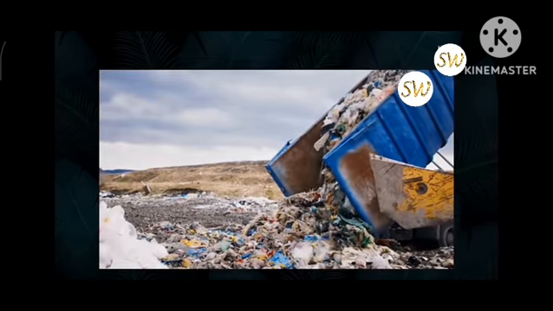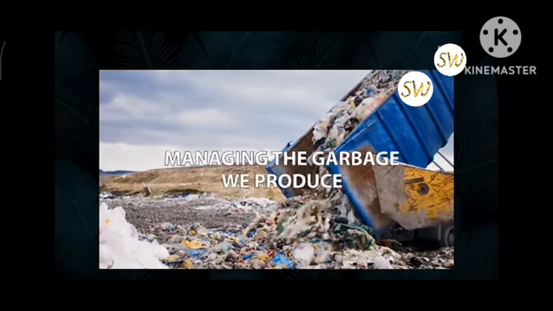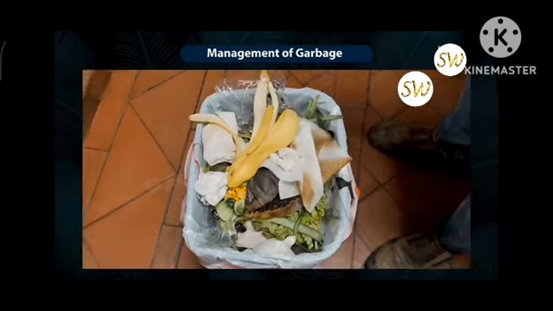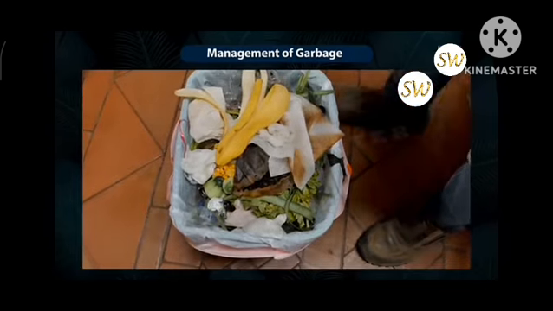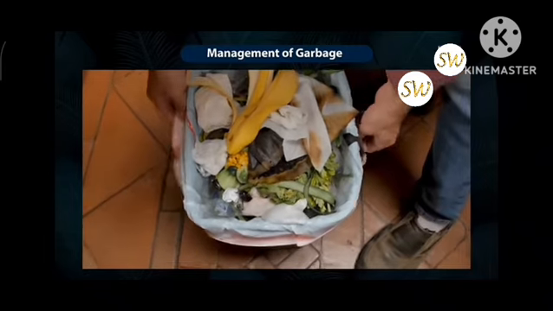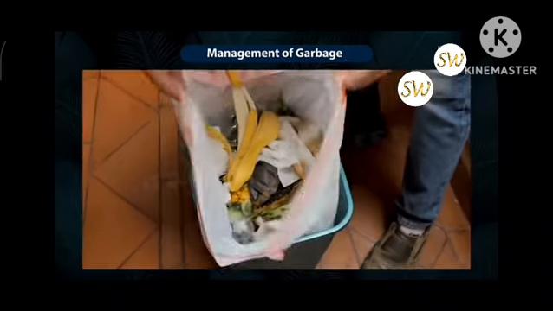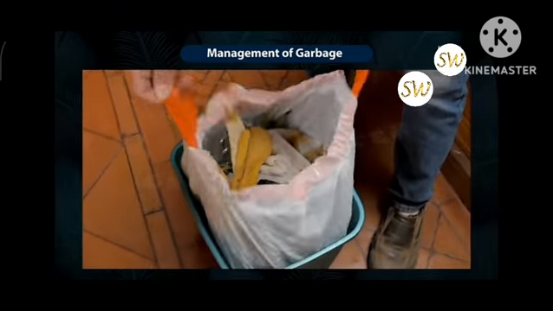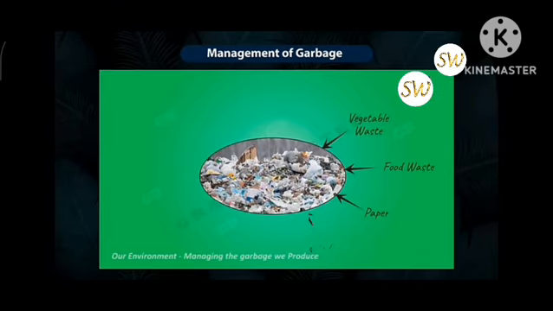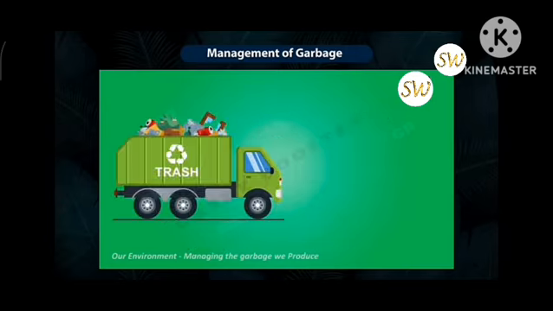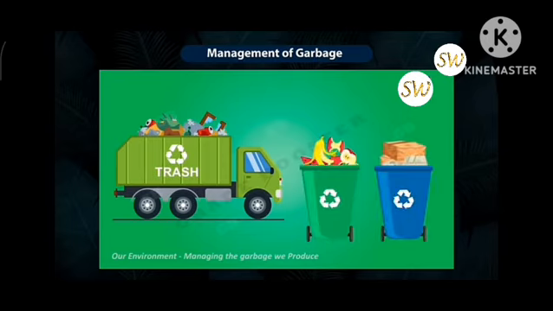The next environmental problem is garbage. Managing the garbage we produce. In our daily life, we throw away different kinds of waste. In that waste, there may be some vegetable waste, leftover food, papers, plastic covers, disposable plates and cups, plastic bottles, old clothes, etc. You might have observed that the garbage vehicle collects the garbage in two separate categories. 1. Biodegradable waste. 2. Non-biodegradable waste.